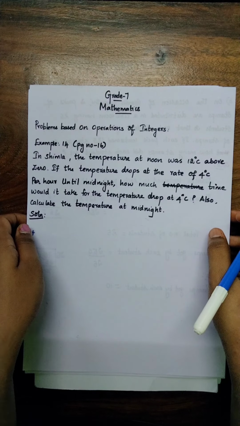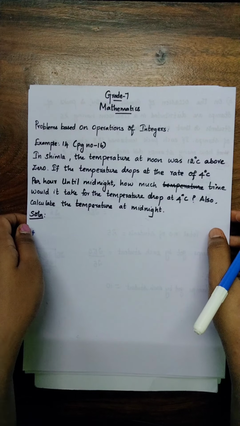Again, I am reading the question. Listen carefully. In Shimla, the temperature at noon was 12 degrees Celsius above zero. It is the initial temperature, okay? Then the temperature drops at the rate of 4 degrees Celsius per hour. Drop means it is decreasing, 4 degrees Celsius for every 1 hour. It is decreasing until midnight. Then how much time would it take for the temperature to drop to 4 degrees Celsius?